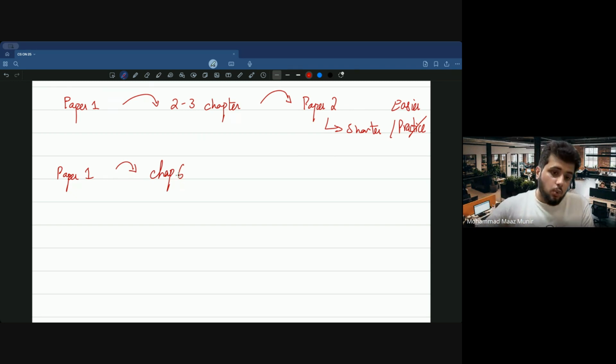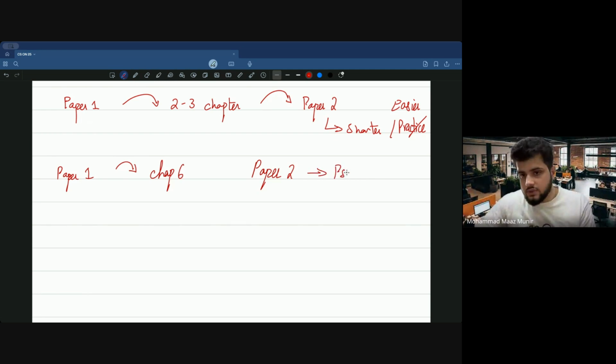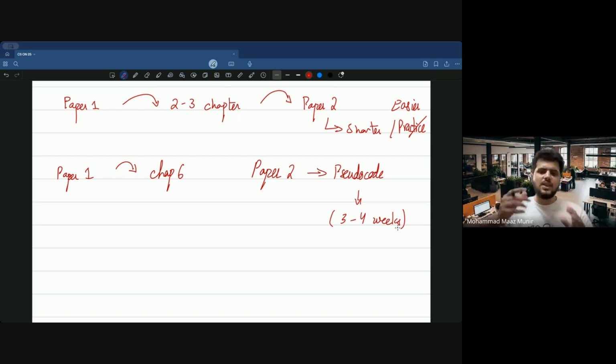Okay, so once done with chapter 6, we will be shifting towards paper 2, and this will be the final part of our syllabus. In that, we will be discussing pseudocode only. In my plan, we have nearly 3 to 4 weeks for the entire pseudocode part. This means we will be covering every single line in great depth. We will be learning how and why we write a statement in this manner, what's the purpose, and how you are going to implement it in your answer.